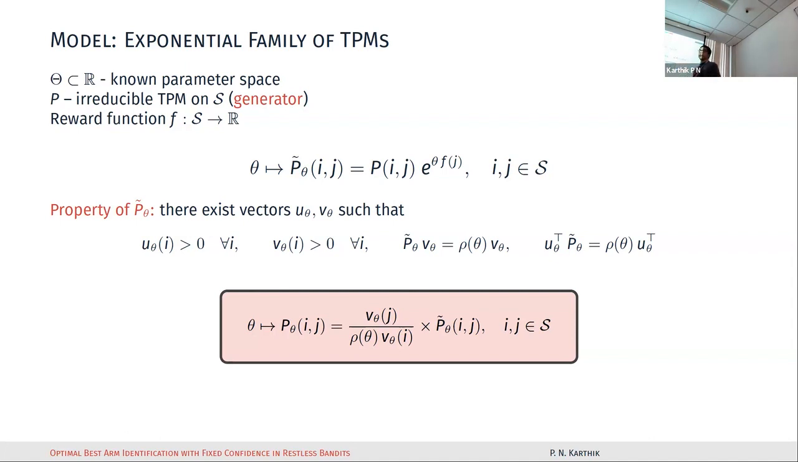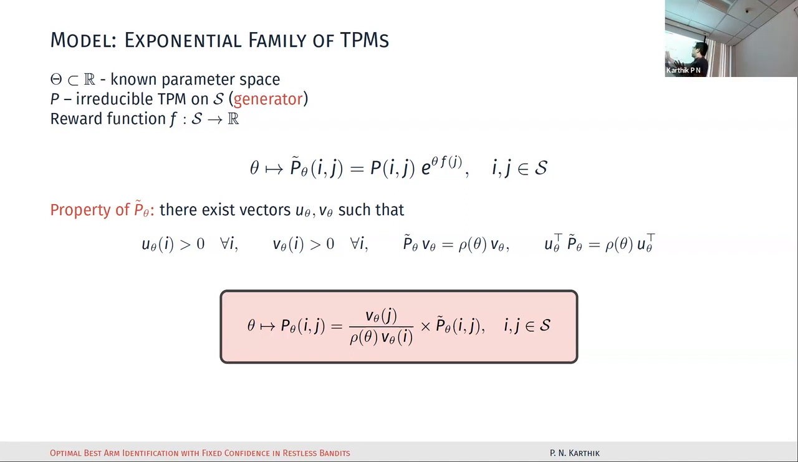So P is common across all the arms, is it? Yes. P and f are common across all the arms. These will define the model. I have not yet come to the arms. I am just describing how to generate a parametric family of matrices. The only thing that differs from arm to arm is theta, correct? Yes. So this whole model will be defined as a P comma f model.